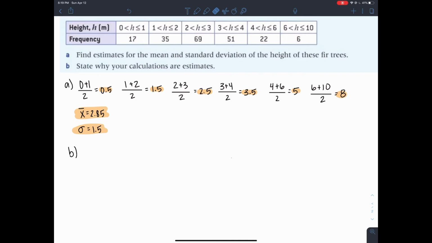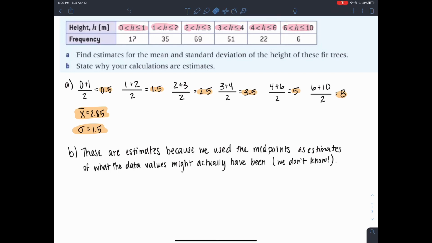Part B is asking why these calculations for the mean and standard deviation are estimates. Now remember, we used the midpoint of each of these classes as the data value we inputted into our calculator. So we're using the midpoint as an estimate of what the data values actually were in each of these classes. We don't know what they were. So we're using the midpoint as an estimate for those data values, which means the mean and standard deviation we got are also estimates of this data set.